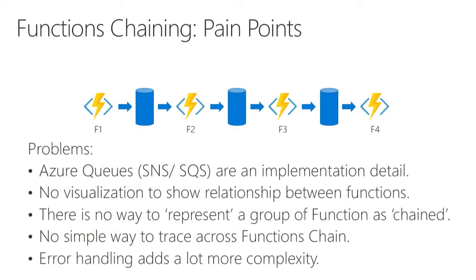There's no simple way to trace across a function chain, right? So I have multiple functions. How do I run a trace across all of them to be able to figure out what the heck happened if something happened? And then we talk about something like error handling. Do error handling here, right? And we'll get to that, because you'll have to endure the code of me doing error handling.